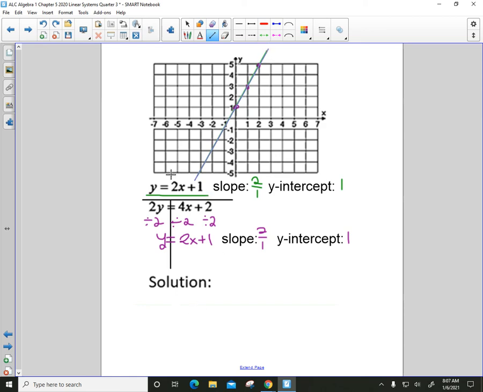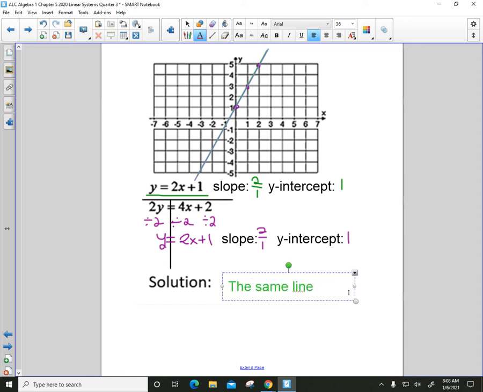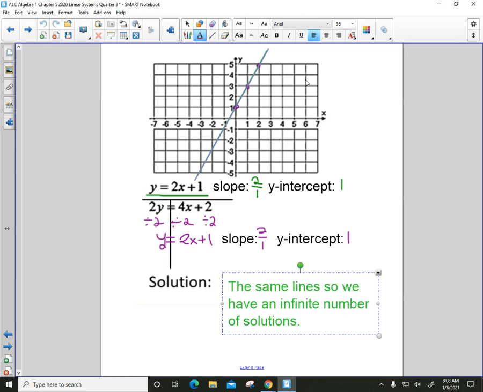So sometimes when the equations are written differently, you might not catch it right away. But it turns out that they're actually the same line. So every dot on the first equation is the same as every dot on the second equation. So it turns out we have the same lines. So we have an infinite number of solutions. That means we don't just have one spot where it crosses and we don't have no spots where it crosses. We have an infinite number. So every answer on that line is correct.